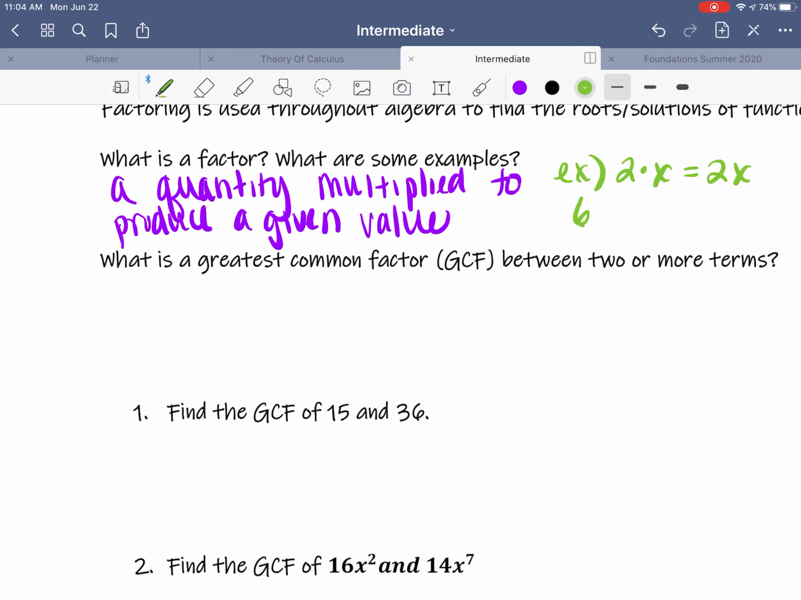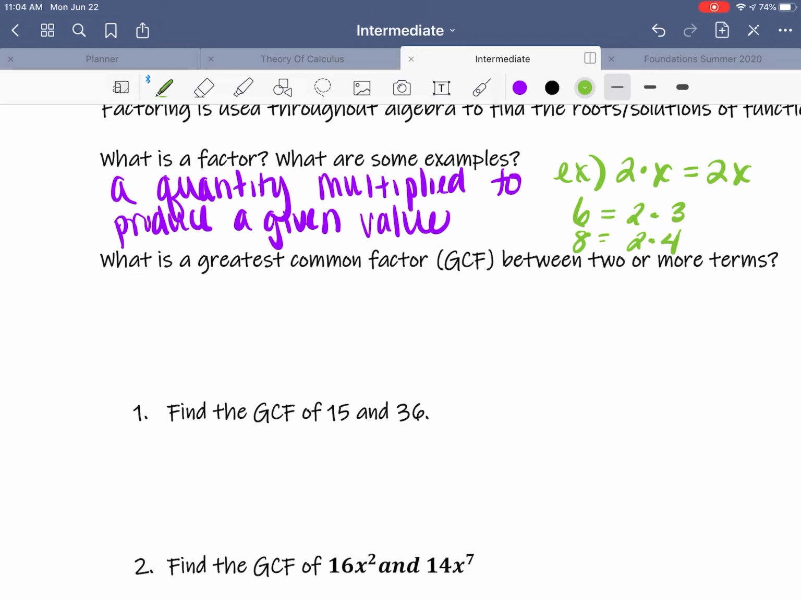Or 6, your factors are kind of hidden. Or 8, it breaks up into these two factors. So a factor is something that multiplies. And then in this lesson I mentioned we're going to be talking about greatest common factor.